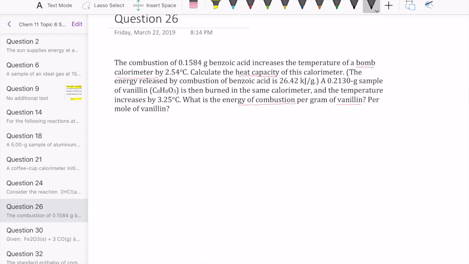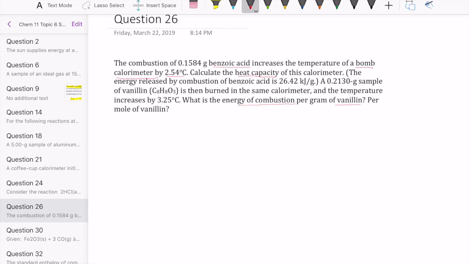First, we were given the combustion of benzoic acid, and we were told that it causes a change of temperature of 2.54, and we're being asked to calculate heat capacity. We were already told that we're burning a certain quantity of benzoic acid. In the parentheses, we were told the energy released by combustion of benzoic acid is 26.42 kilojoules per gram. So let's write that down: delta E of combustion of benzoic acid is 26.42 kilojoules per gram of benzoic acid. This is a known quantity, something that's given to you.